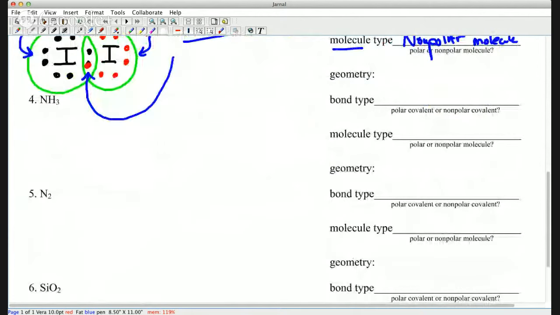NH3. Again, these are ones we've done before, but hopefully we can understand these better. We have N, which has 5 valence electrons.